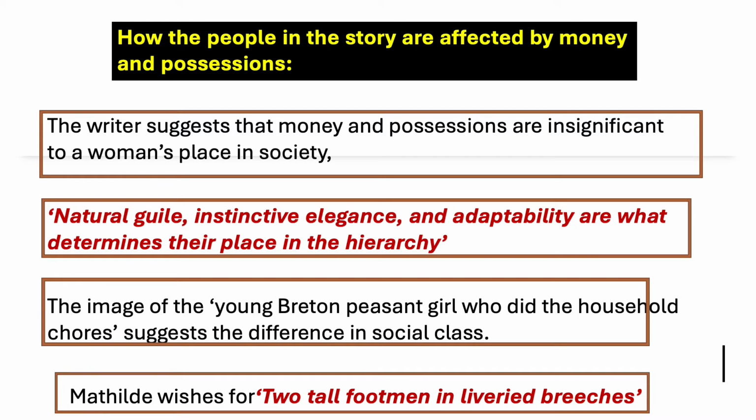And more weight is put on to show how unhappy Madame Loisel is, no matter how caring and affectionate her husband is towards her, since for a woman, what determines her place in the hierarchy is her natural guile, instinctive elegance, and adaptability. In addition, Maupassant suggests the difference in social class by taking two contrasting images. They are the young Breton peasant girl and tall footmen in liveried breeches.